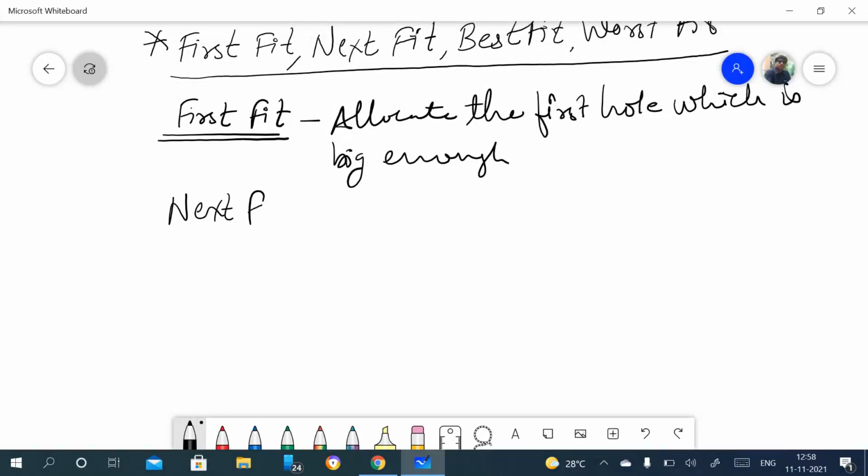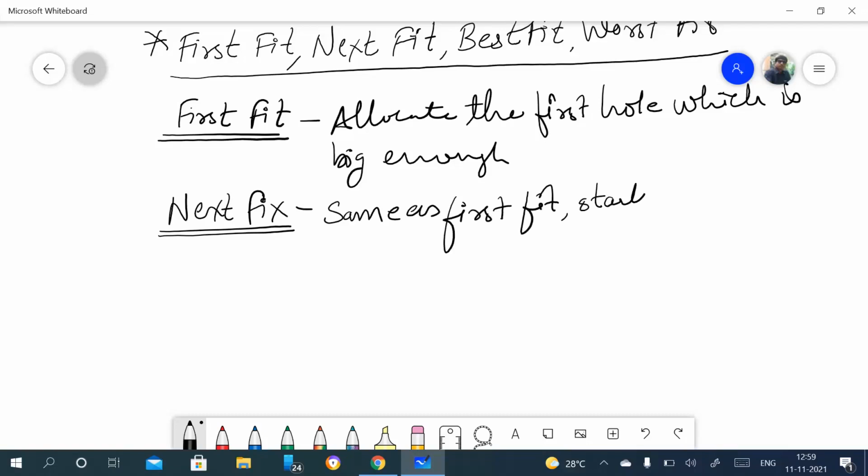Next one is next fit. This is similar to first fit, or we can say it is the same as first fit. Only it starts searching from the last allocated hole. From that point it starts searching for the free hole.